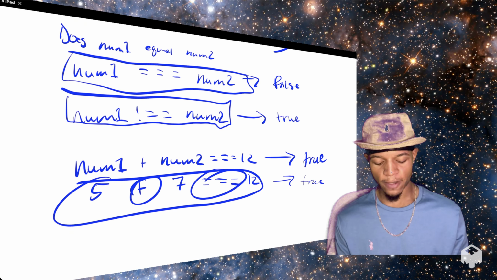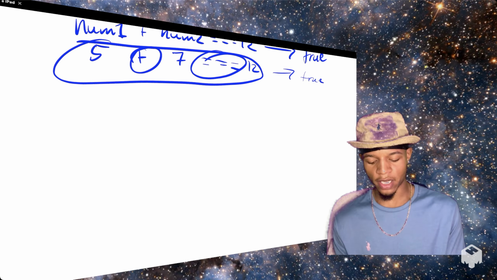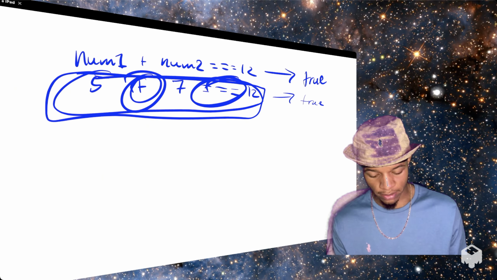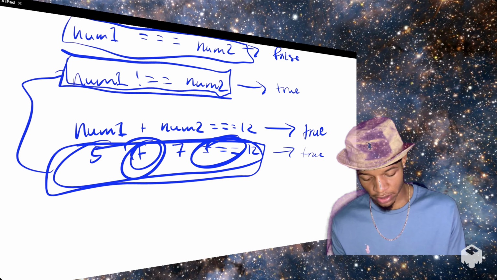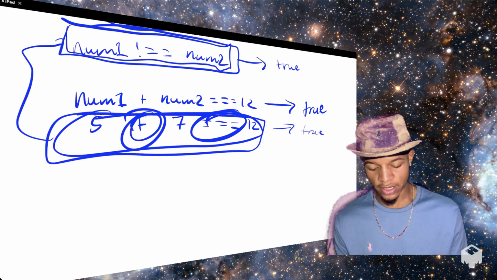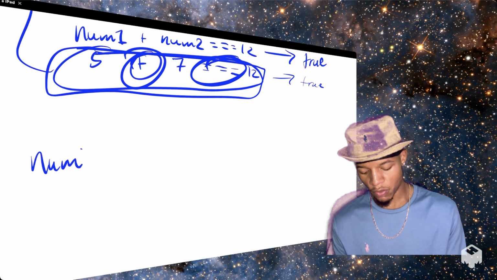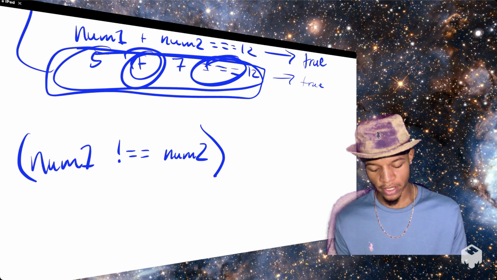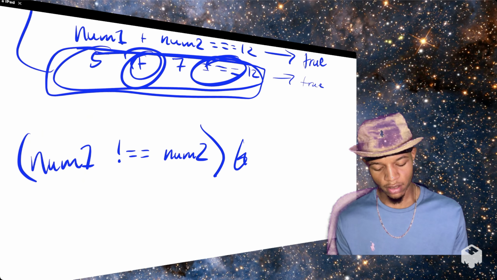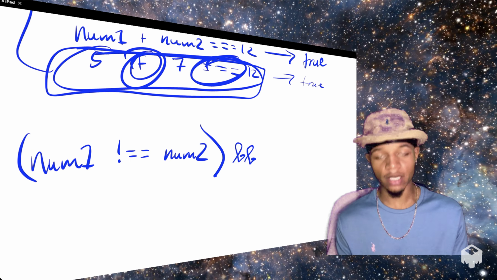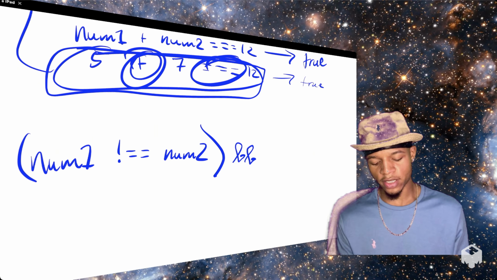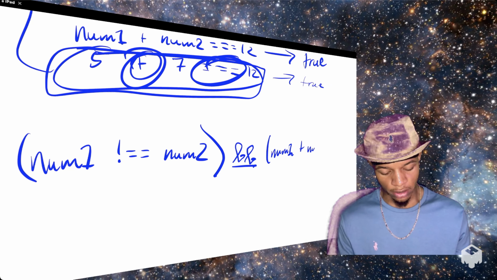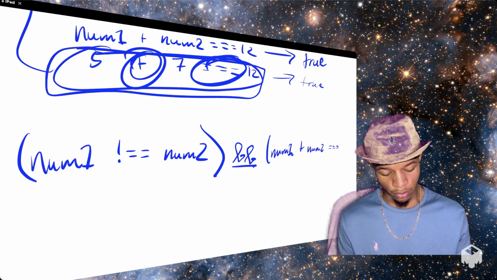At the end of the day, that's pretty much what it is. But not only can we combine, we can also combine full statements. So I can take this statement and combine it with this statement here and have a more complex statement. So let's say num1 doesn't equal num2. I'm gonna put parentheses right here. And the way we say and is the double ampersand. So num1 doesn't equal num2, and num1 plus num2 equal 12.